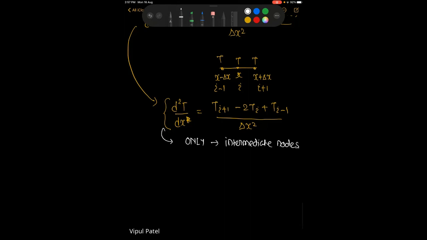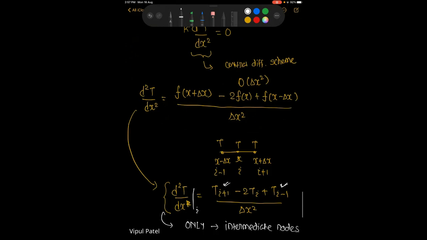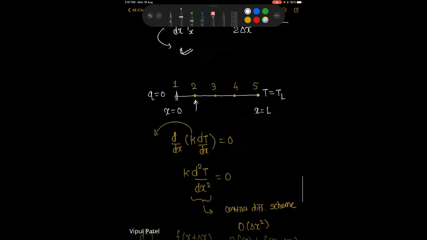The question is why it is applicable only to intermediate nodes: because you need two neighboring nodes in order to apply d square T by dx square at any particular i. So if you look at this domain, for this particular node I have two neighboring nodes. Similarly for node number 3, I have neighboring nodes which are nothing but 2 and 4. Similarly for node number 4, but when it comes to node number 5, I have only one node on the left hand side, there is no node on the right hand side. Similarly, for node number 1, there is only one node on the right hand side, there is no node on the left hand side.